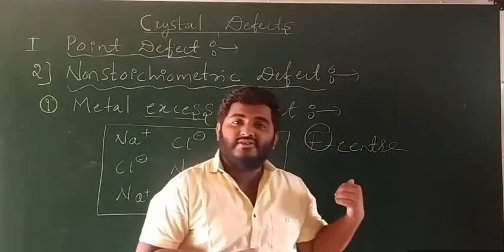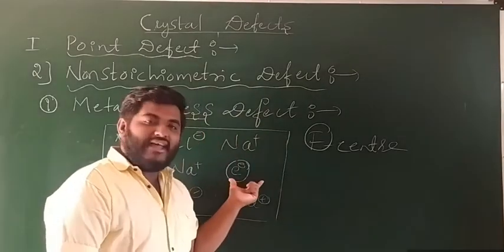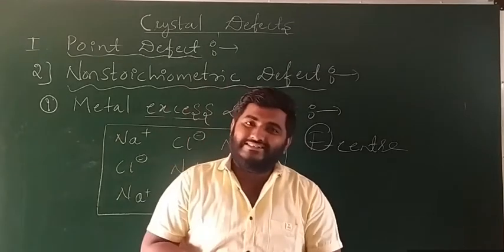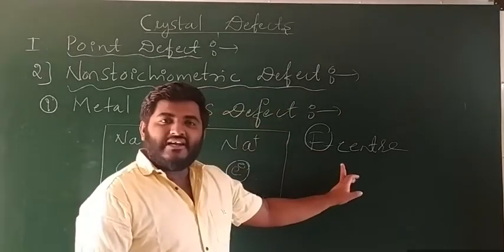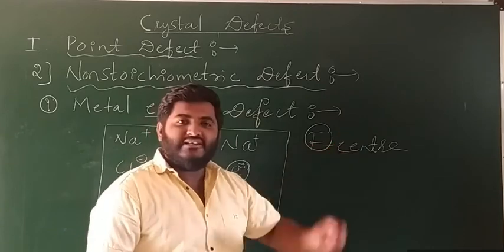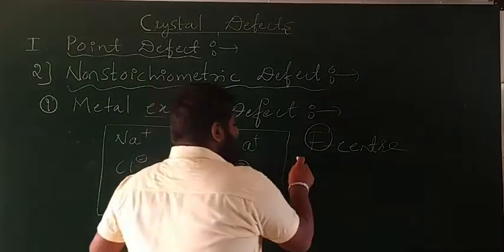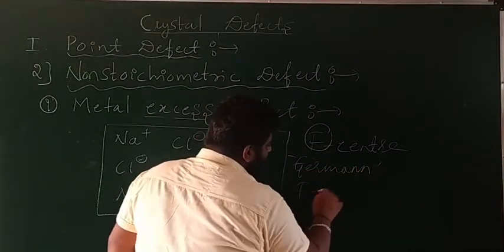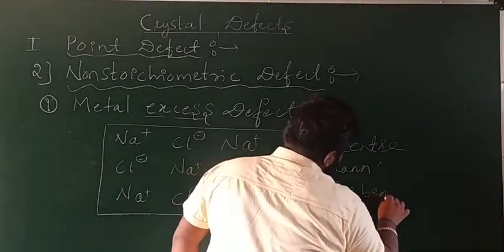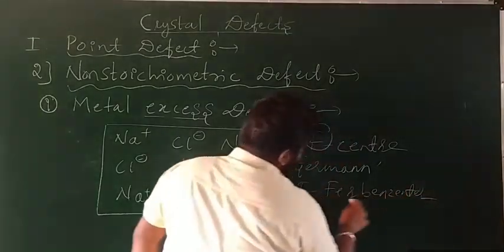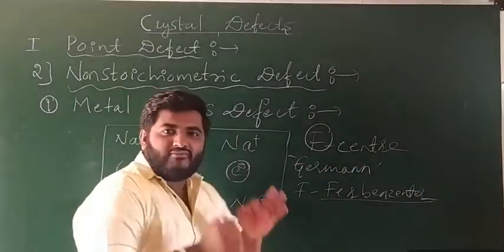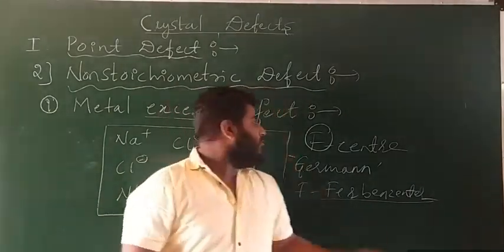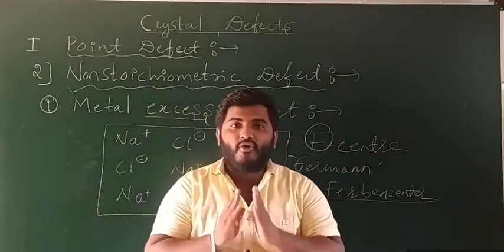And why are you getting the color, guys? Because the anionic vacancy is filled by an electron. The electron will absorb the light. Due to that, it will get a color. Right? So why is it called F-center? In German, F stands for Farbe. See, in German, F stands for Farbe, meaning color. So therefore the name F-center. I hope you got the points here.